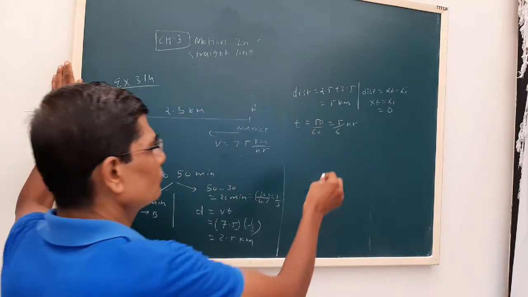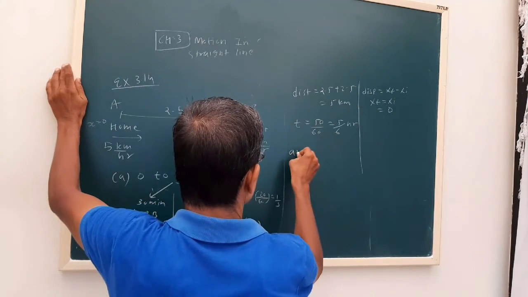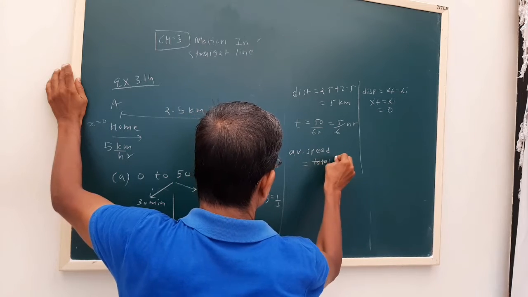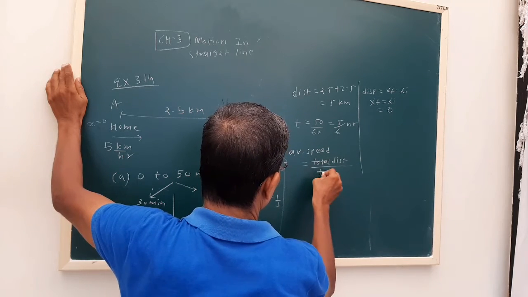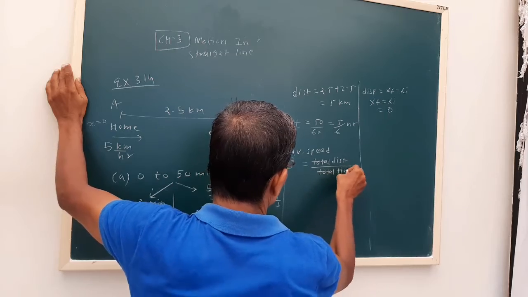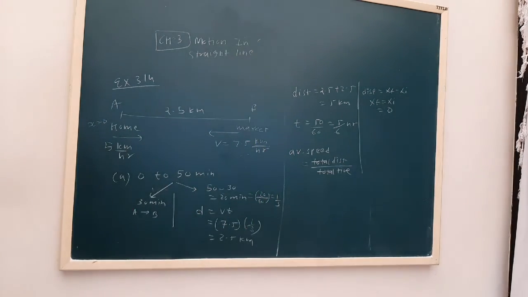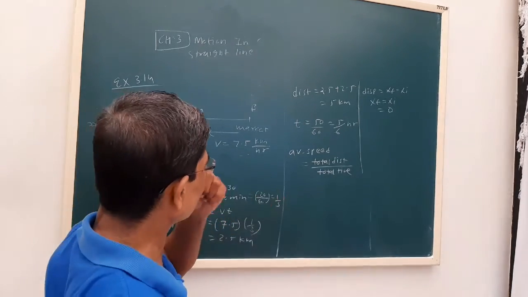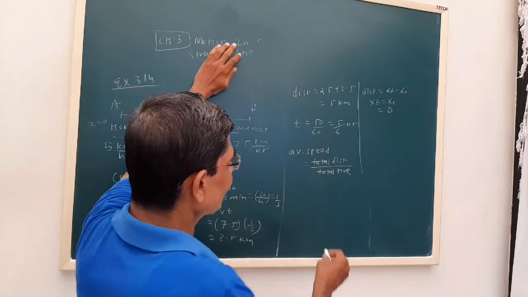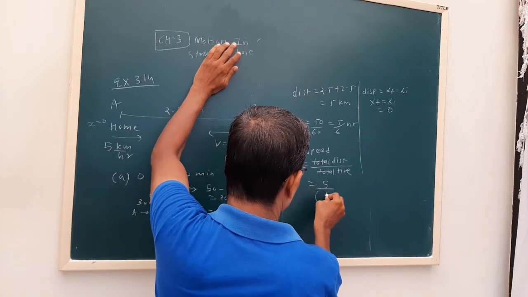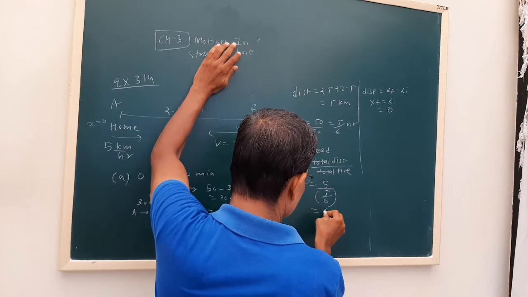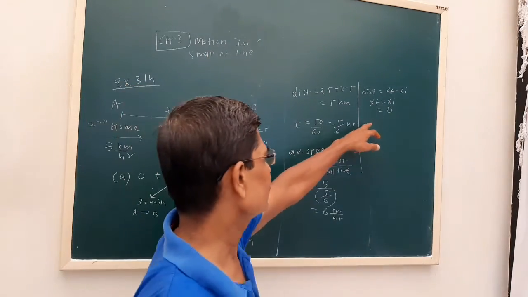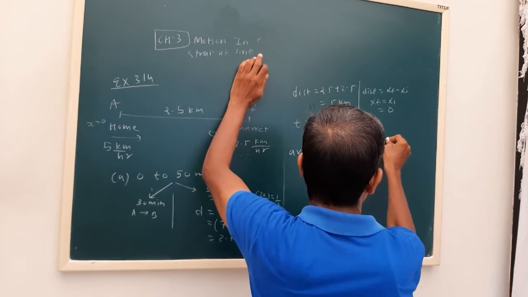Now we have to calculate average speed: total distance upon total time. What is the total distance we have covered? We calculated 5 km. And 50 minutes, if I convert it to hours, is 5 by 6. So it will be 5 upon 5 by 6, which is 6 km per hour. Here the displacement is 0. So average velocity is 0.